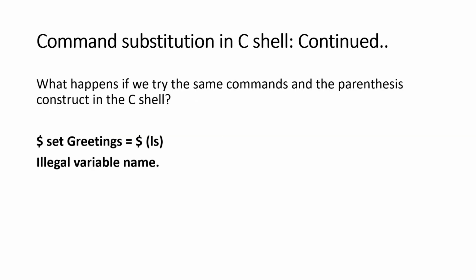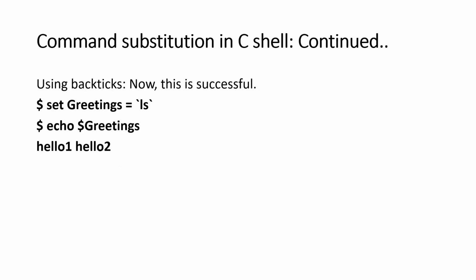When you try to use the same construct on the C shell, you get an error because the bash construct dollar open bracket close bracket is not supported on the C shell. For command substitution on the C shell, use backticks. And now let us go over to the demo.